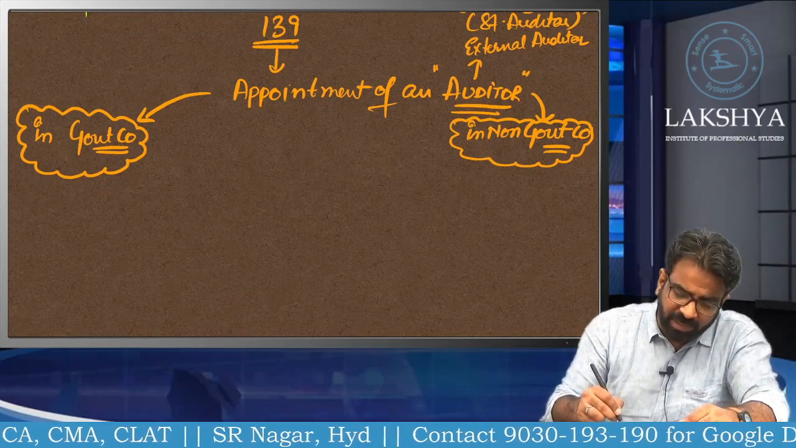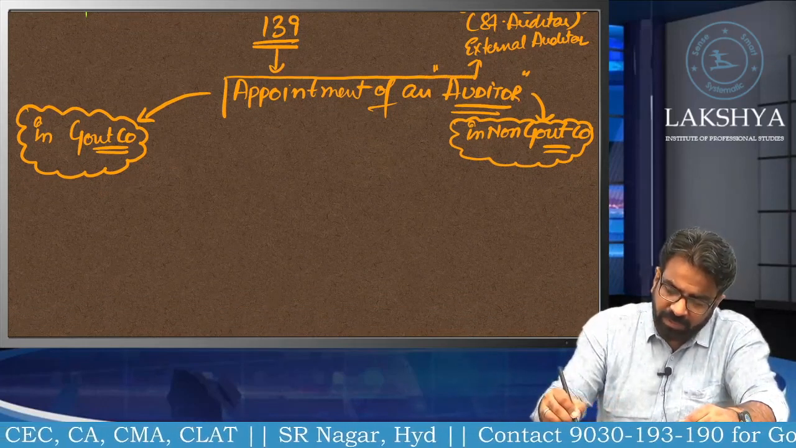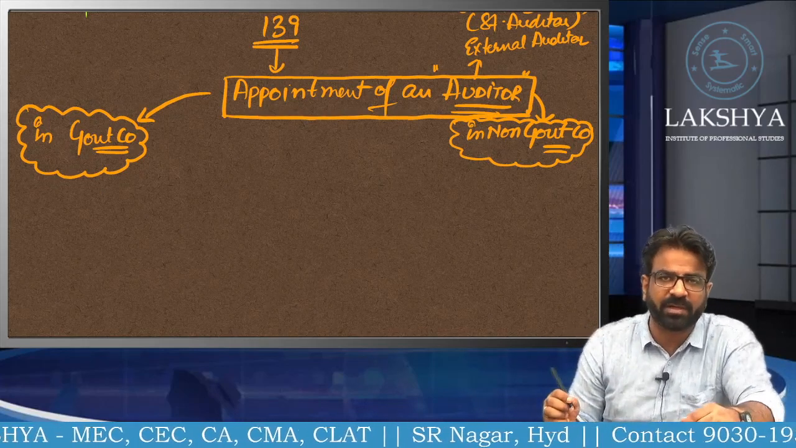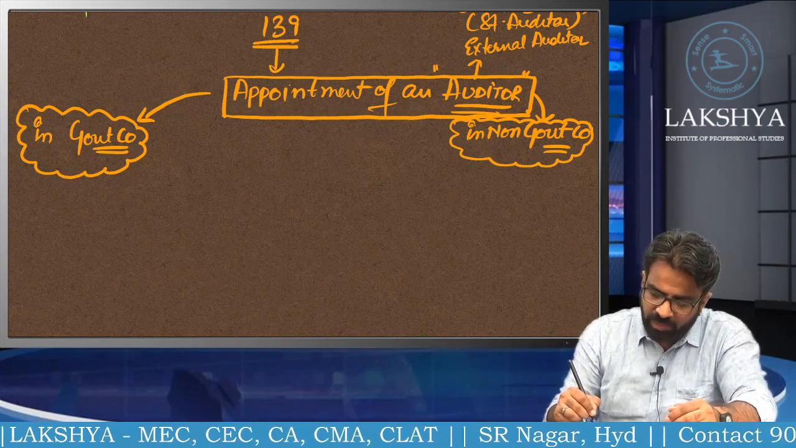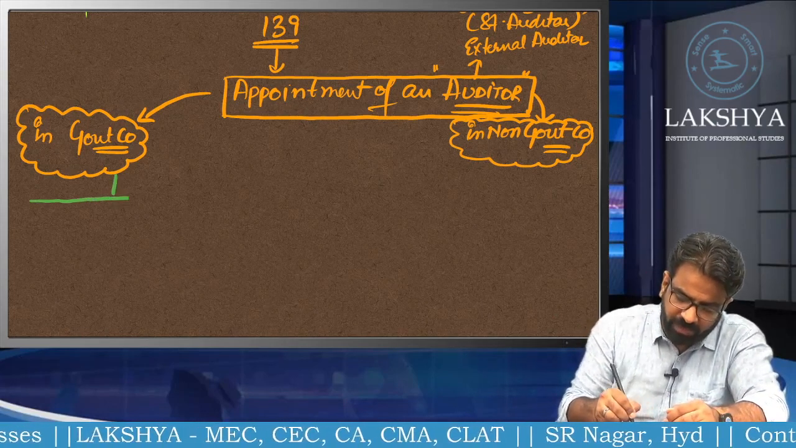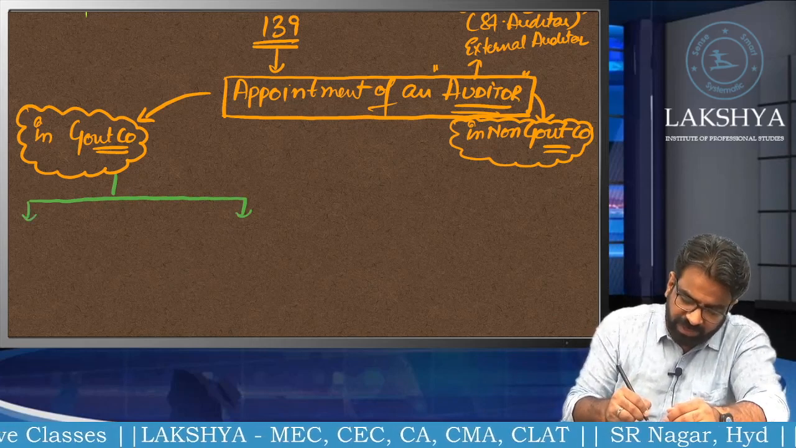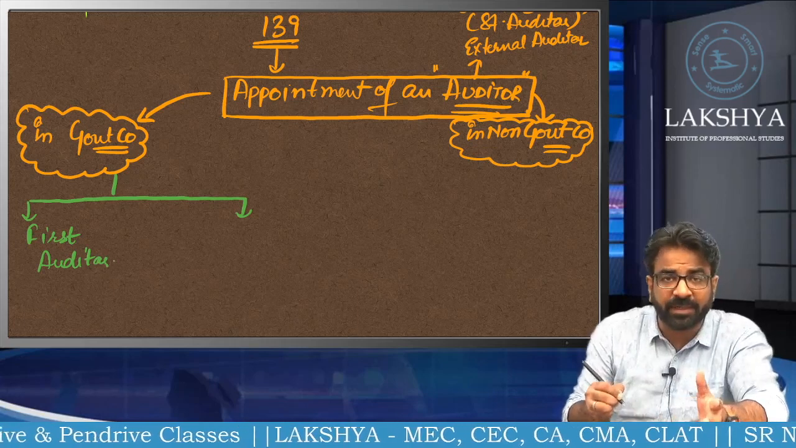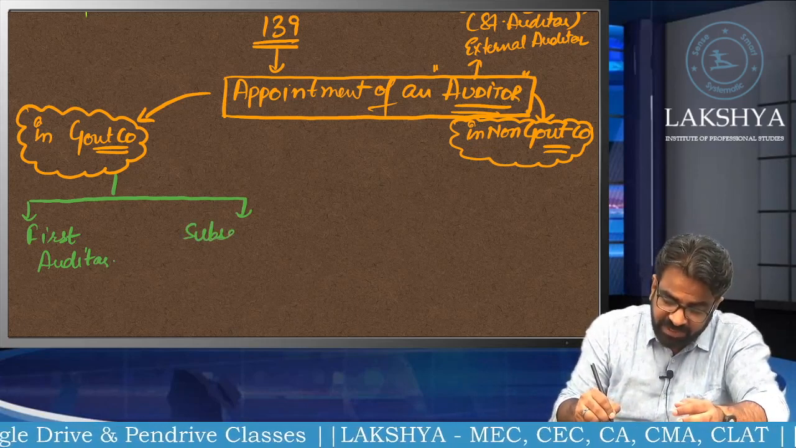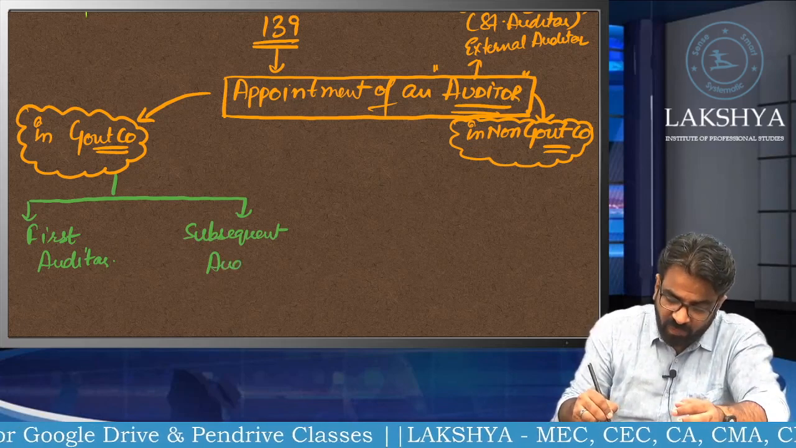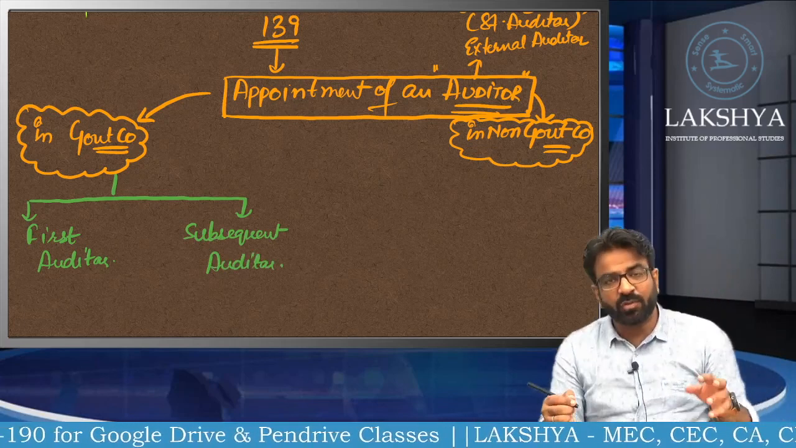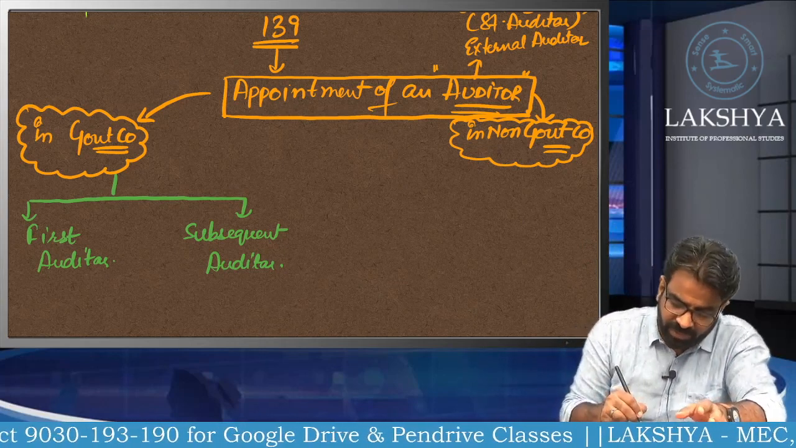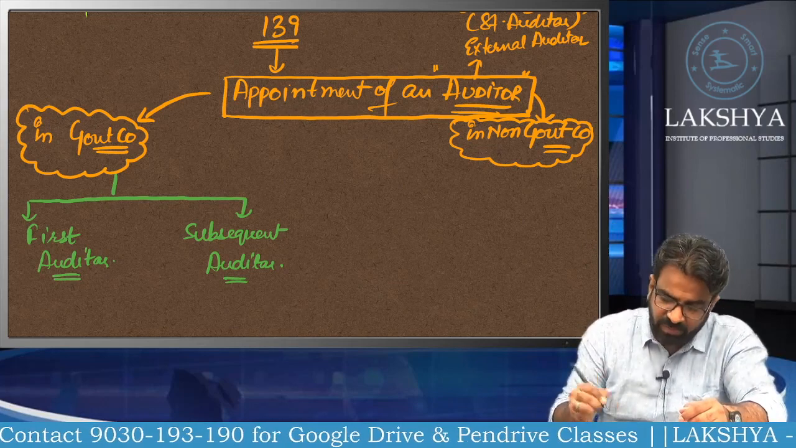Now let it be a government company or a non-government company, in every company there are two types of auditor. One is known as the first auditor of a government company. Another one is known as the subsequent auditor of a government company. Okay sir? So whether government company or non-government company, there are always two types of auditor: the first auditor and the subsequent auditor.